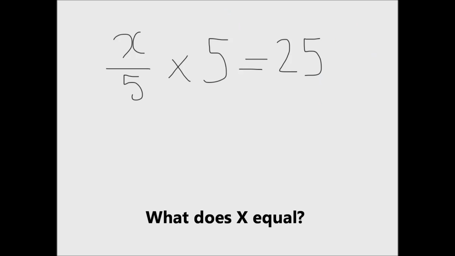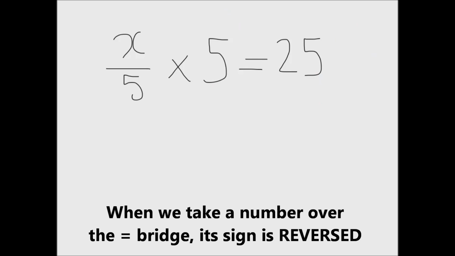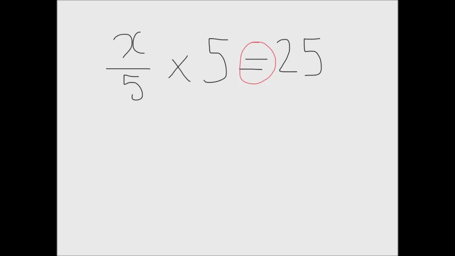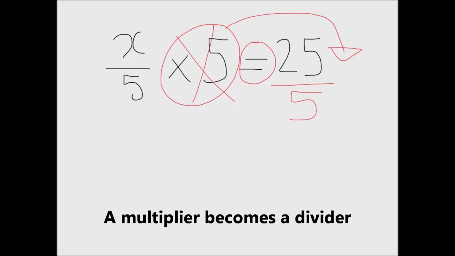In this sum, we're going to solve for x. We are going to find out what x equals. And we can remember that when we take a number over the bridge, it actually has to change and do the opposite of what it was doing on the first side of the bridge. So here we've got multiplied by 5, and we're going to take it across the bridge here, and so on this side it's actually going to become divided by 5. And so 25 divided by 5 equals 5.